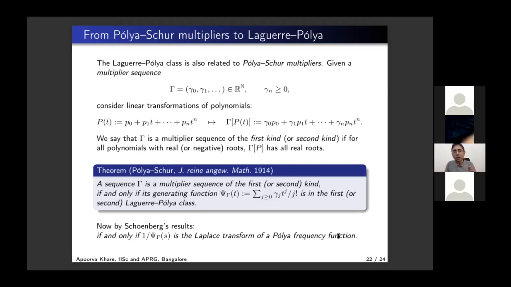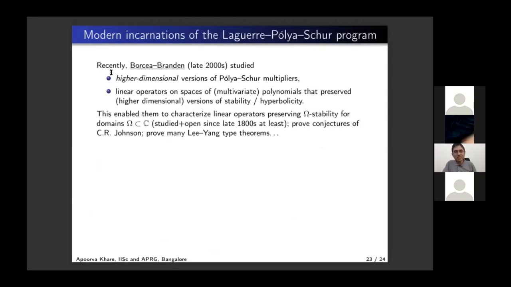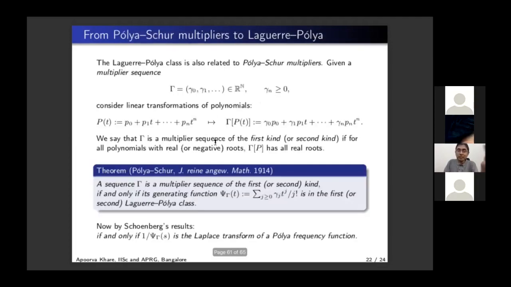Well, guess what? It also connects to results in the 2010s or late 2000s. And this is the modern incarnation of the Laguerre-Polya-Schur program. Borcea and Brändén in the late 2000s studied higher dimensional versions of this multiplier sequence that I told you about on this slide. Okay, so multiplier sequences, what were they doing? They were sort of real root preserving, right? This is preserving real roots, or negative roots to real roots.